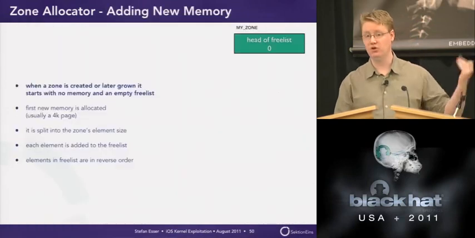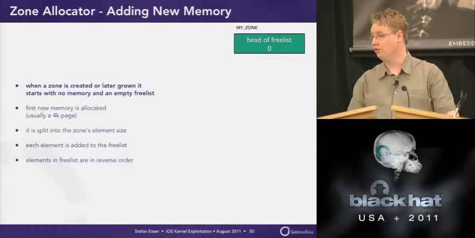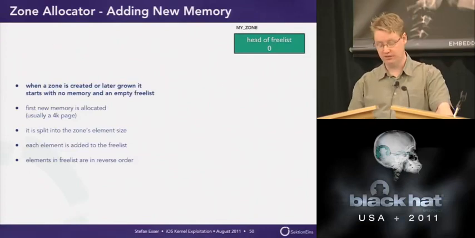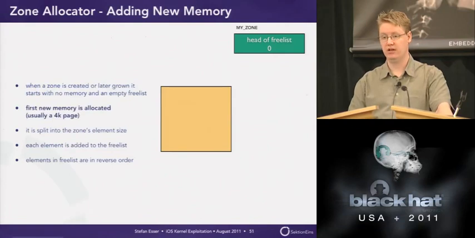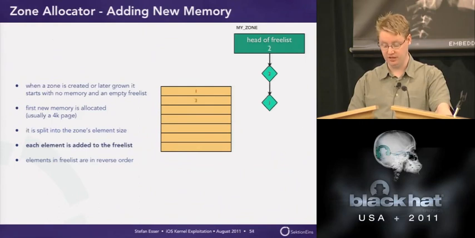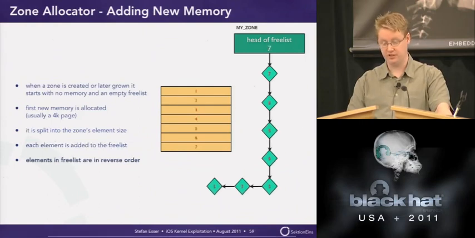Okay, let's look at a new zone. When you have a new zone that's completely empty, there's no free list, there's no memory, nothing. The first thing that happens is it will allocate a memory page. And like I said, there's no pointer back. The next thing that happens is we divide the page into elements, let's say 128 bytes. Then each element is added to the free list. And you see in the end you have the free list in the reverse order.